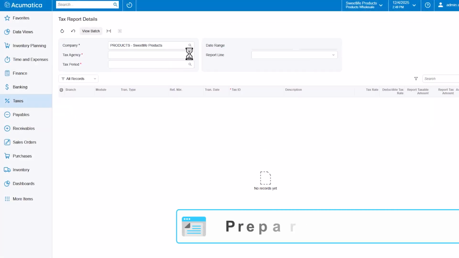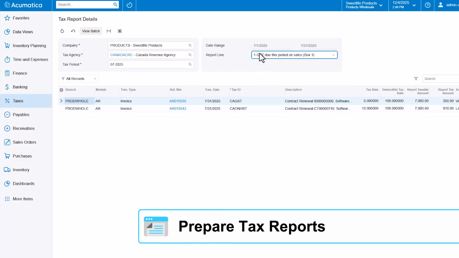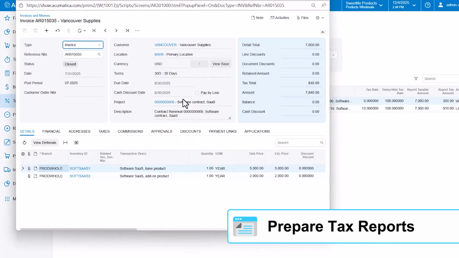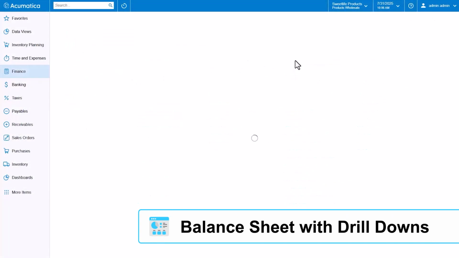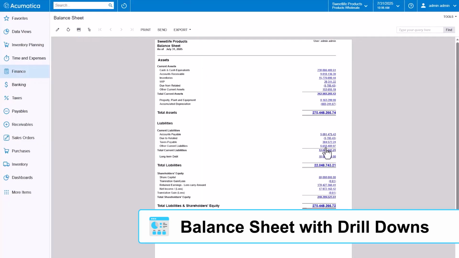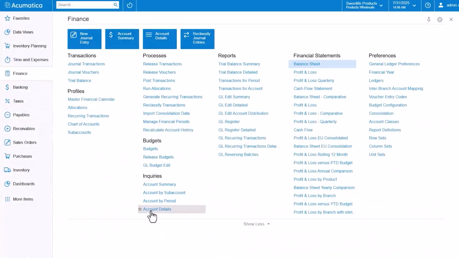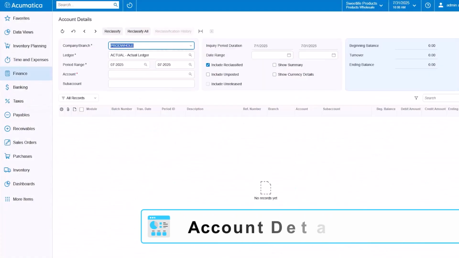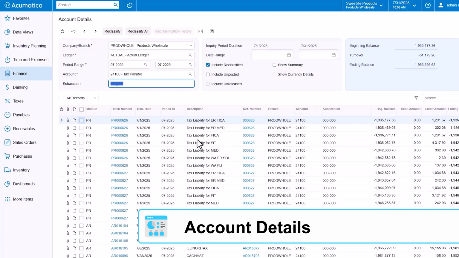Prepare and release detailed reports for each tax jurisdiction for each reporting period and preserve a permanent historical record of your tax filings. Improve reporting efficiency and accuracy with ready-to-use financial reports and inquiries. The balance sheet report displays period balances with drill downs to transaction details. The account details inquiry provides direct access to transactions in an account over a period range.